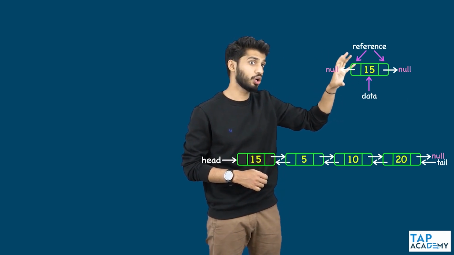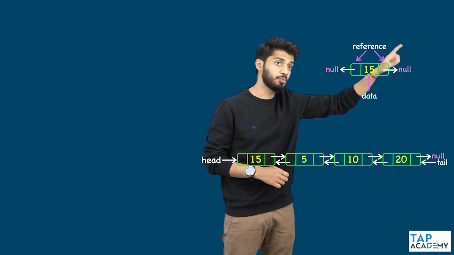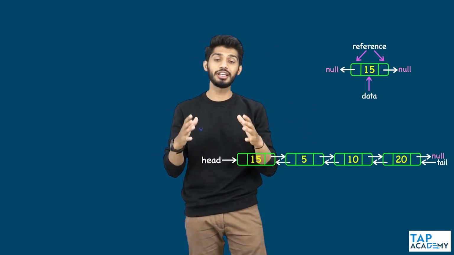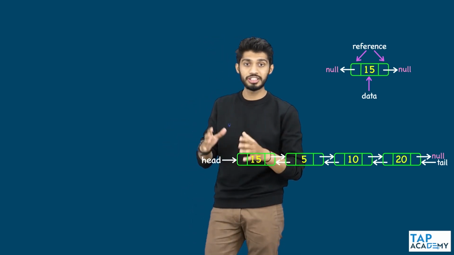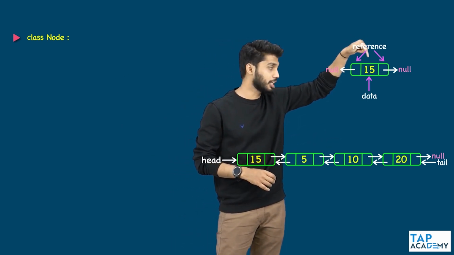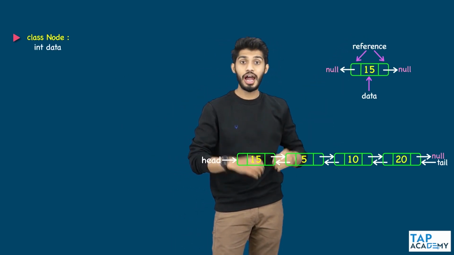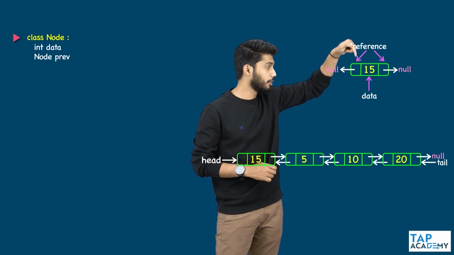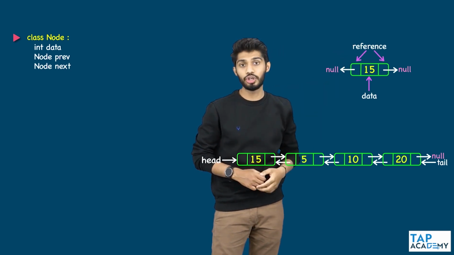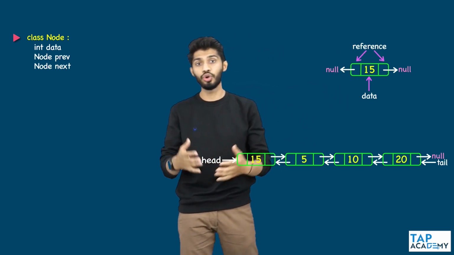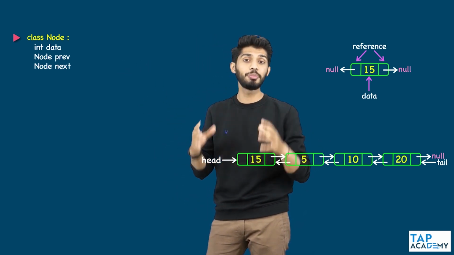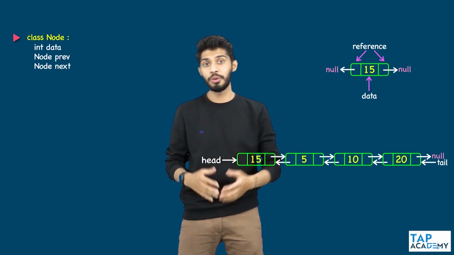If I have to store or create a node like this, an object has to be created, and to create an object, definitely I will have to create a class. So how exactly does the class look like? The class would be very simple. I just have to create a class called node, and after that I need to say there is something called data which is of type integer, and there is something called previous reference, and something called next reference. Both are of type node. So this is how a node would look like, and if I write a class, this is how it would look like.